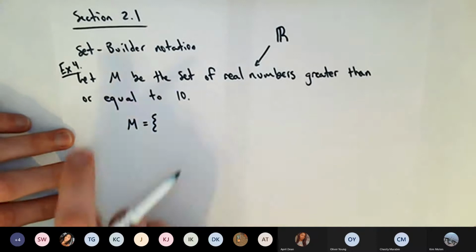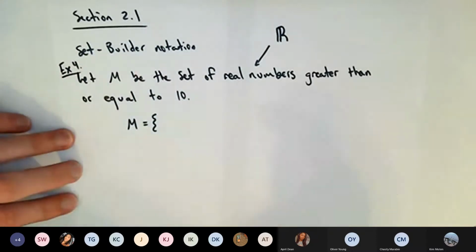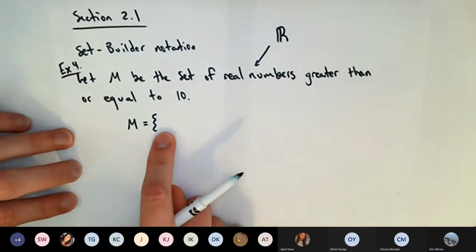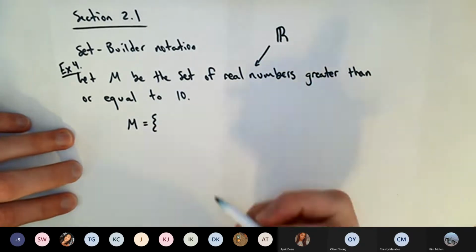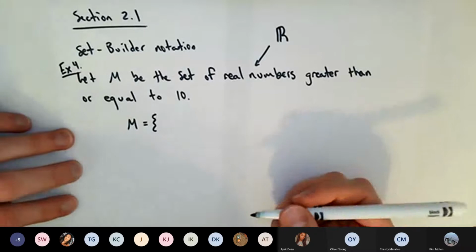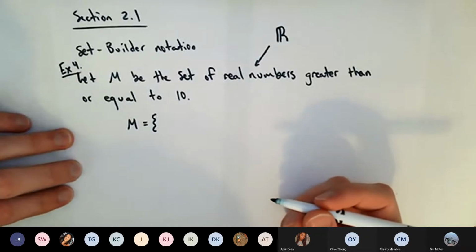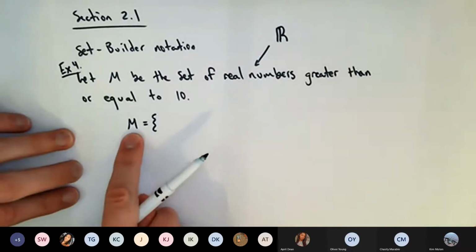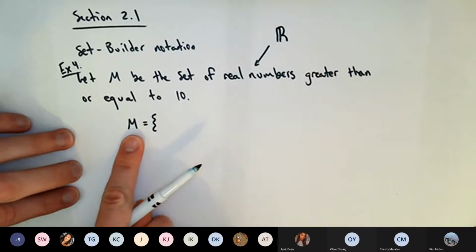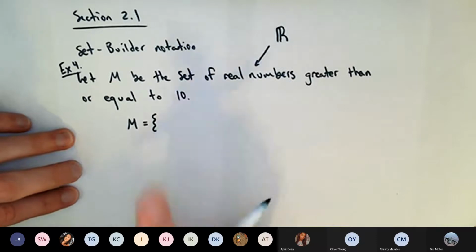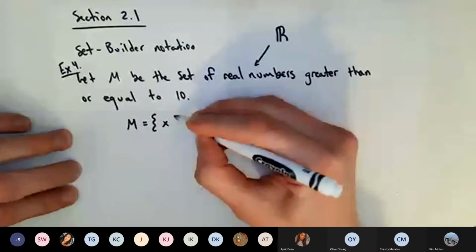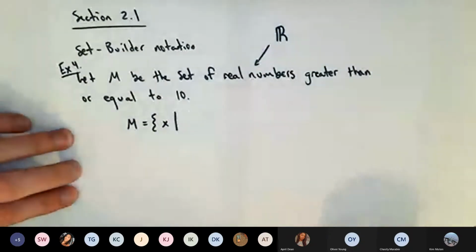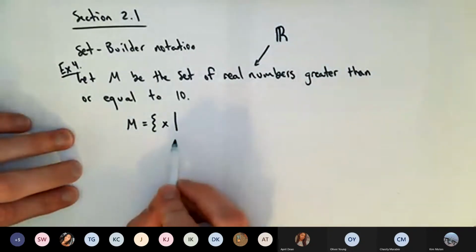Okay, now since I'm writing it in set builder notation, I need to start off with just some arbitrary element of the set, not an actual item in the set, just a name for some arbitrary element in the set. Usually it's like X, or you could use the lowercase version of whatever the name of your set is. So I could say like lowercase m. I'll just say X though. And then you put a bar. That vertical bar is read as "such that."